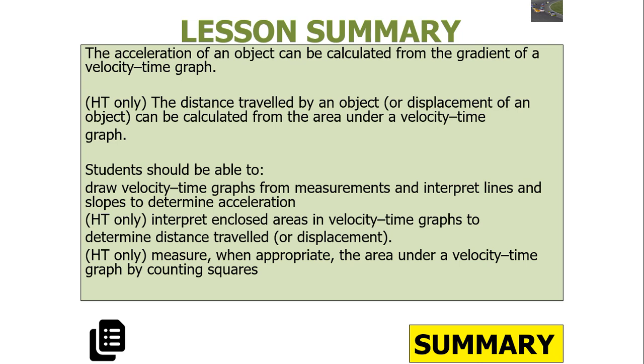The acceleration of an object can be calculated from the gradient of a velocity time graph. The distance travelled or the displacement of an object can be calculated by the area under a velocity time graph. And you've got to be able to draw velocity time graphs, calculate accelerations from the gradient, and work out the displacement and distance travelled from the area under the line.